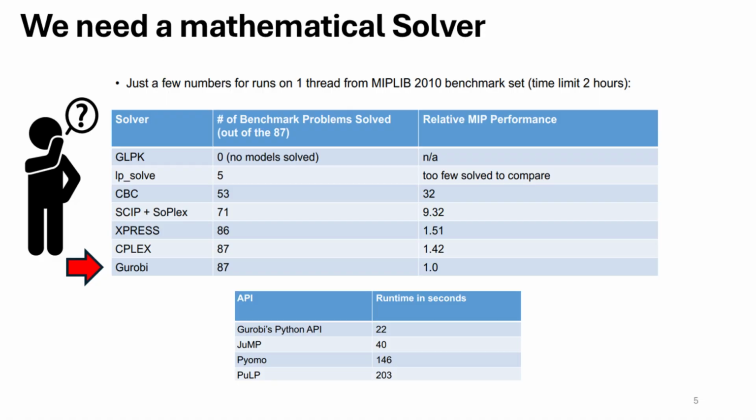To solve this production puzzle, we need a mathematical solver. While there are many options available, they do not all perform the same. This table shows a comparison of different solvers on a standard set of benchmark problems. You can see that some solvers, like Gurobi and spl-forth, are able to solve all 87 test cases, while others struggle with complex models. Speed is also a major factor. When we look at the runtime in seconds, Gurobi's Python interface is significantly faster than other libraries like Pulp or Pyomo, because time is money in the business world. We choose Gurobi for its superior speed and reliability.